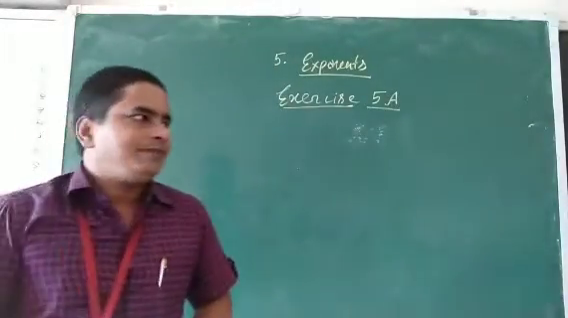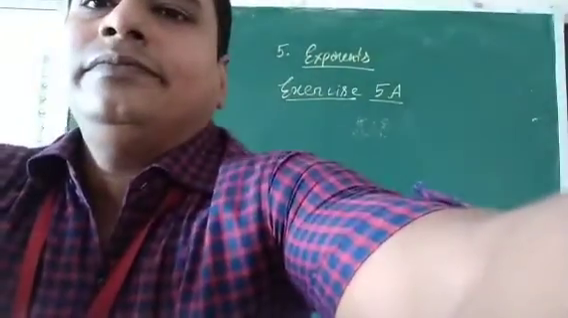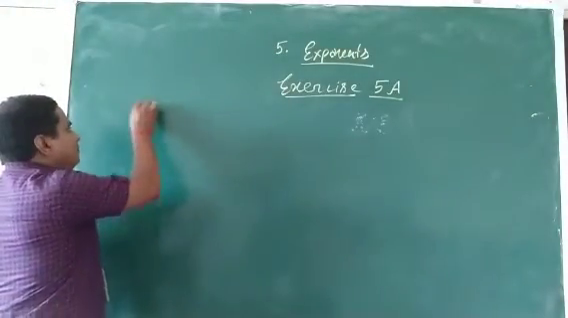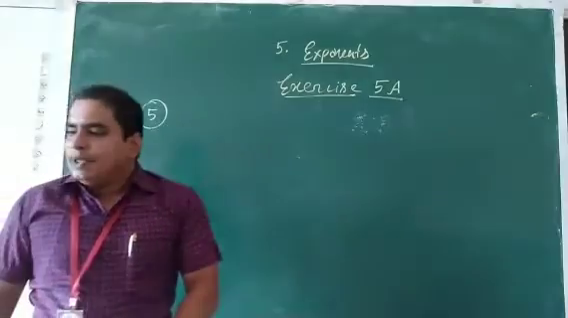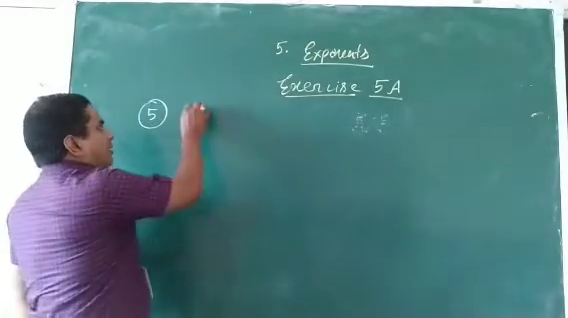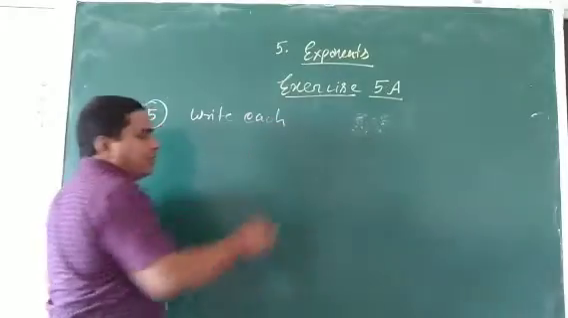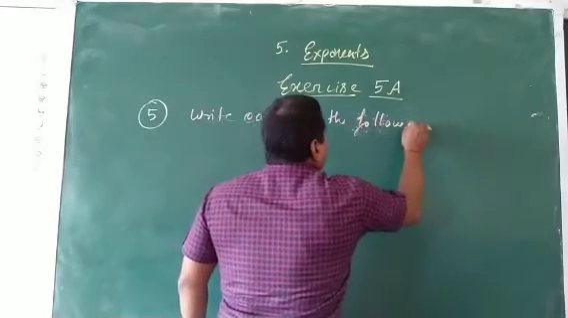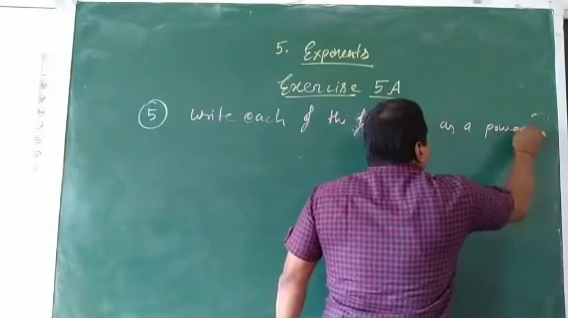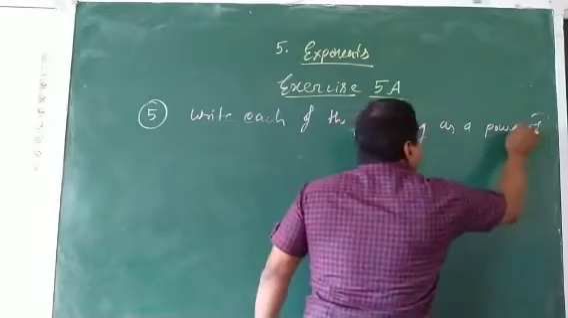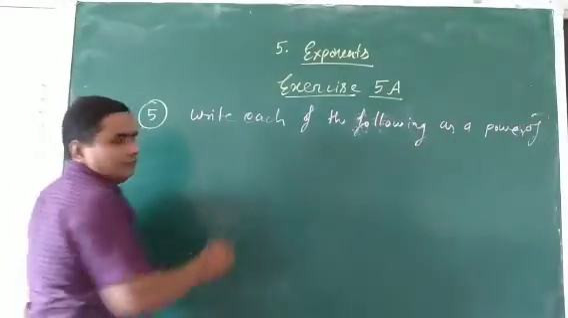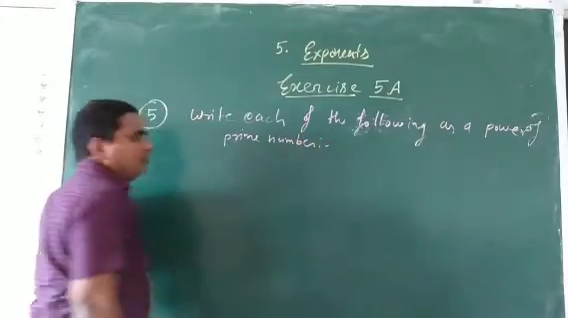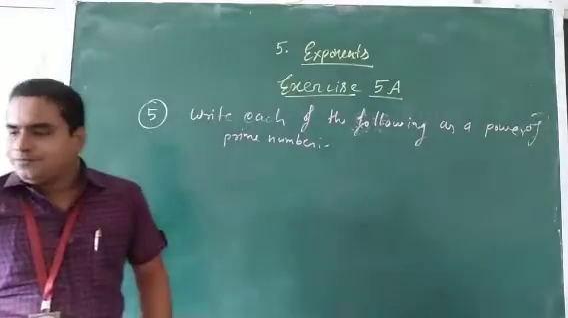So see here fifth question, students. Fifth question given: write each of the following as a power of prime number. Here first is given already.